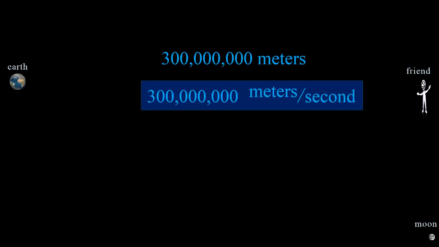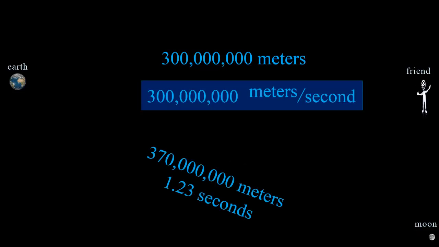Let's look at something slightly more realistic, the moon. It would take 1.23 seconds for your light to go 370 million meters to the moon. The sunlight we see reflected from the moon's surface takes 1.23 seconds to reach the Earth. And so when we look at the moon, we see what happened on the moon's surface 1.23 seconds in the past.